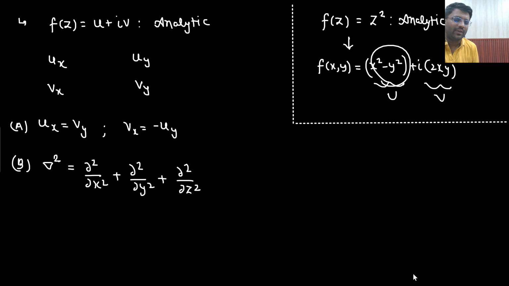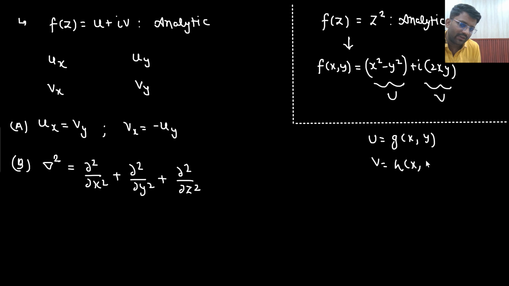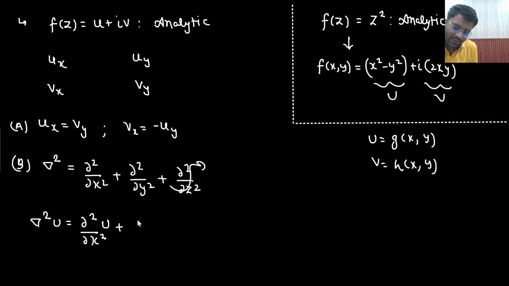Only x and y we need to treat, because u will be a function of x comma y and v will also be a function of x comma y only. So both are functions of x comma y. That means the z term will not be helpful for us. So what do we need to treat? We need to treat del square u. What is the meaning of del square u? The meaning of del square u is del square by del x square u plus del square by del y square u.